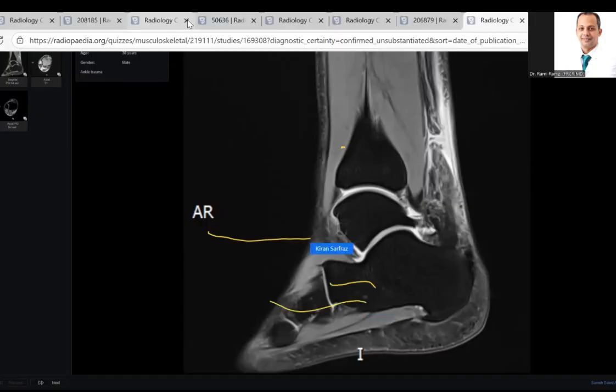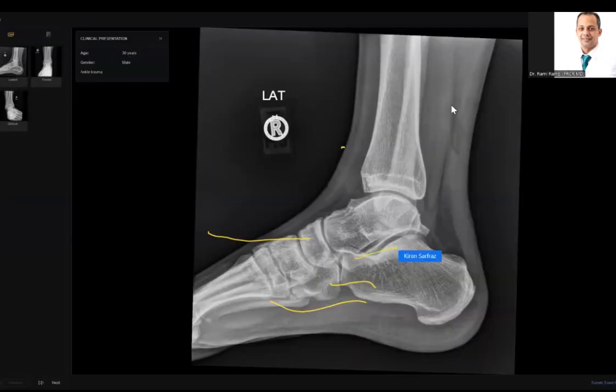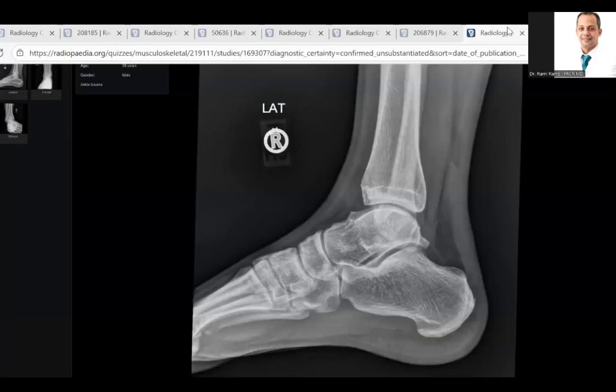Next candidate. Take care also, my colleague. This X-ray may come in the shorts. My colleague, somebody drew with the marker. Don't draw on the screen, please. Next candidate. Hello, good afternoon, doctor. Good afternoon.